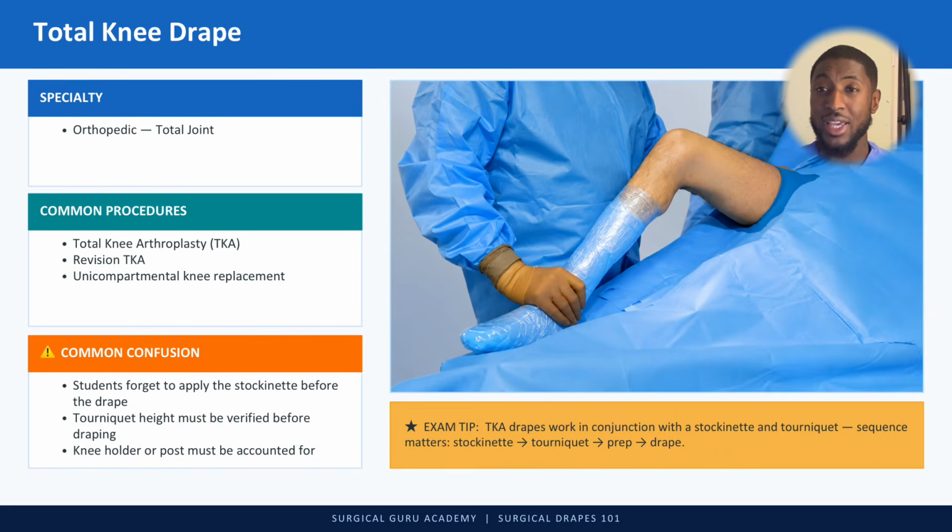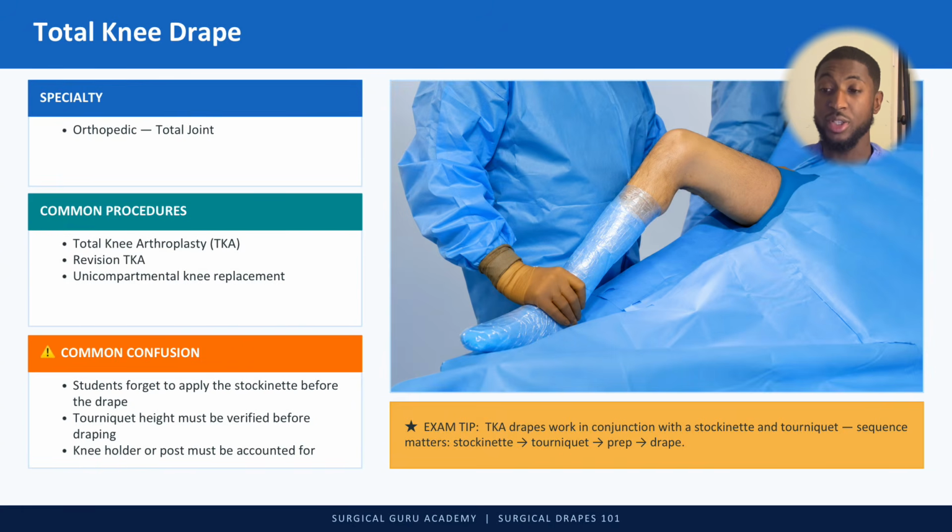The next one is a total knee drape. So orthopedic total joint: total knee arthroplasty, revision total knee, unicompartmental knee replacement. Students forget to apply the stockinette before the drape. So, I mean, it says common confusion, but normally you're going to be doing this with a surgeon, and the surgeon will let you know exactly what they need, and you will be prepared.